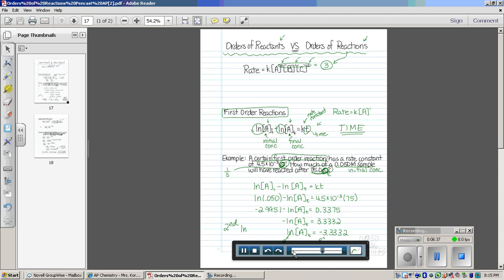Now the problem with this answer is it's not actually done. This right here is the concentration at 75 seconds. That's what that value means. But the problem said how much of the sample will have reacted. That's how much is left, not how much reacted. So we have to do one more little math step. Our initial concentration was 0.050. If we subtract what's left, we're going to find our final concentration, which comes out to be 0.014 molar. And that would be your answer of what was reacted. If they had simply asked what was left at 75 seconds, this would have been your answer. But because it said how much will have reacted, we needed to know the difference between those two.